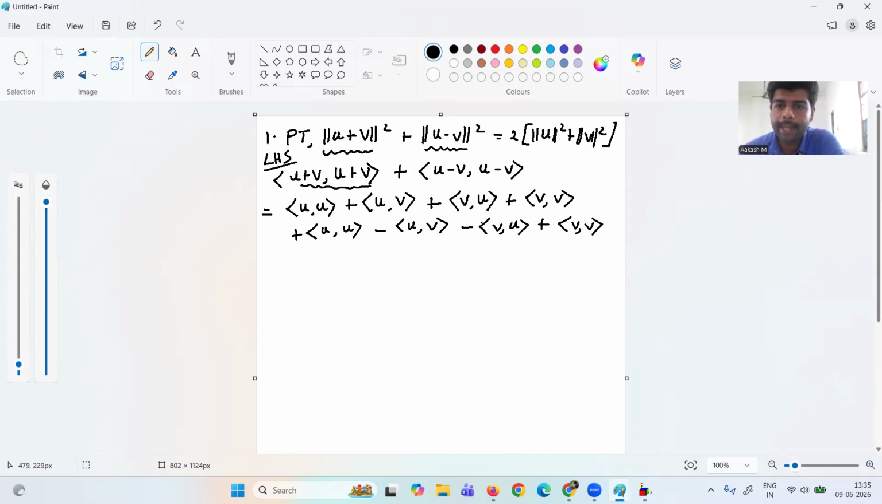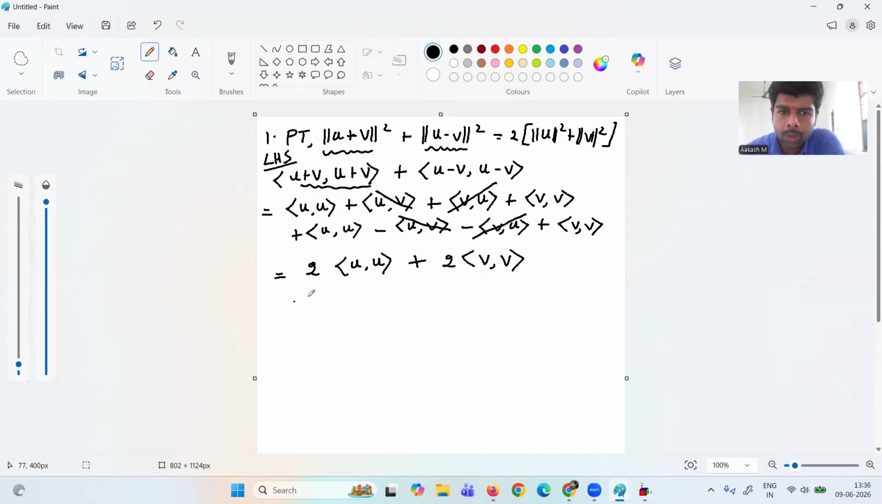Now you can cancel the terms. Inner product of U, comma, V and minus U, comma, V get cancelled. Then inner product of V, comma, U and minus V, comma, U get cancelled. Then the balance you will have is 2 inner product of U, comma, U plus 2 inner product of V, comma, V.